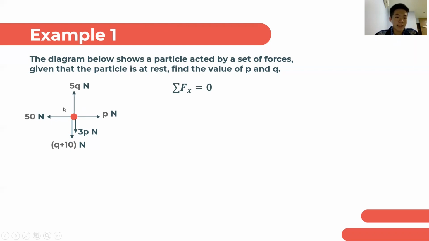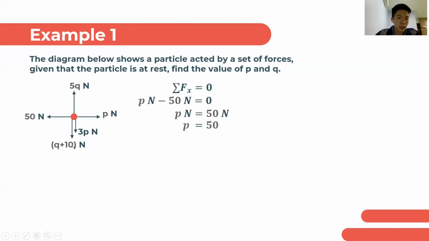So in the x-axis, we have p newtons to the right, so positive p newtons, and 50 newtons to the left, so minus 50 newtons. So p newtons minus 50 newtons equals 0. Transposing negative 50 newtons to the right side gives us p newtons equals 50 newtons. And then cancelling newtons on both sides, we get p equals 50.